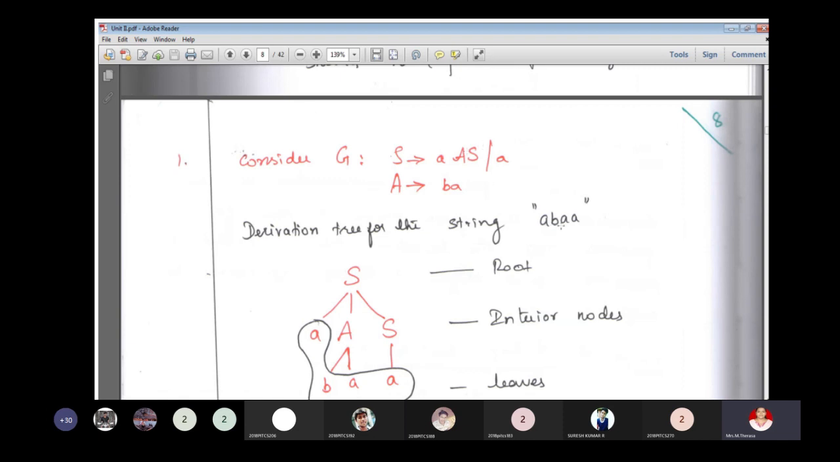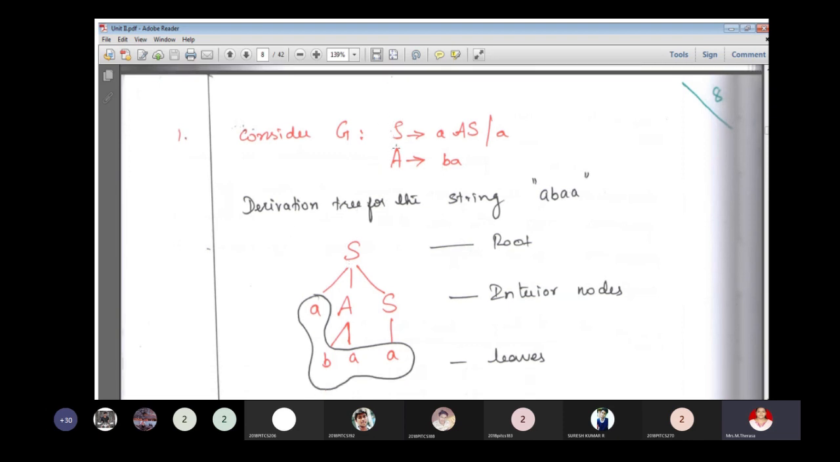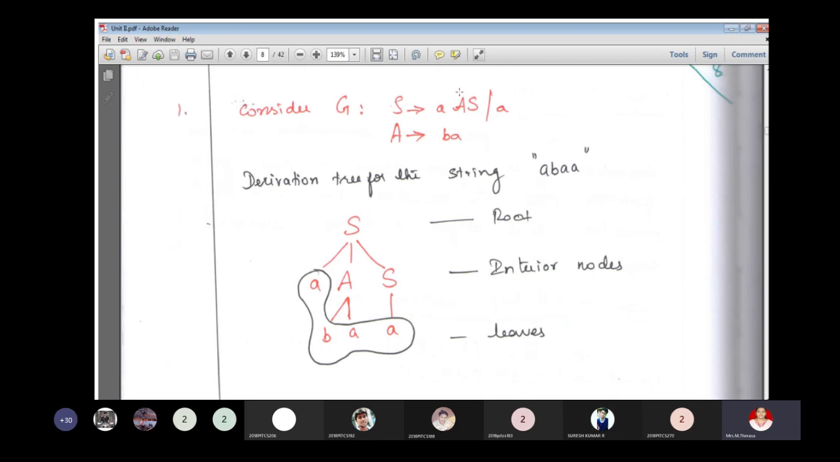So how can we derive this a, b, a, a? Always you have to start with the S. Okay. And S has two production rules: a A S, or a. We know that we have to choose this small a, capital A, S in order to generate, or derive, the string a, b, a, a. So when we take this small a, capital A, S, this S can have its children like capital A, small a, capital A, S. And again you can replace this capital A with b a and this S with a. So this is the parse tree for this grammar to derive the string a, b, a, a.